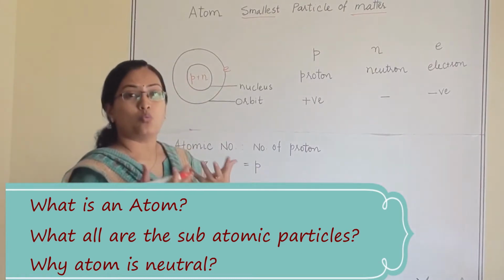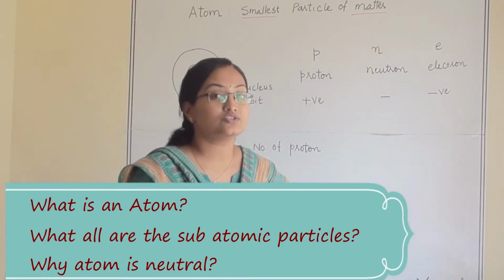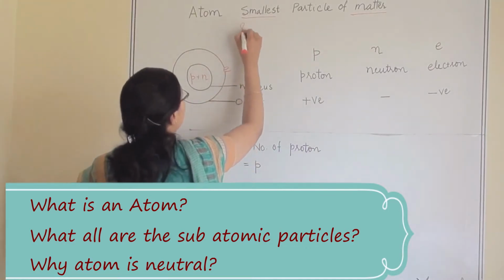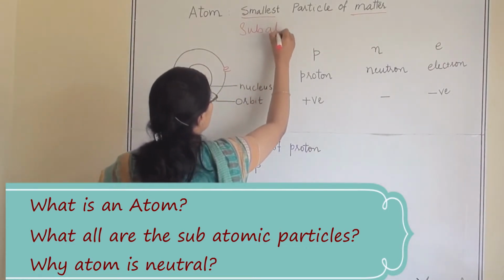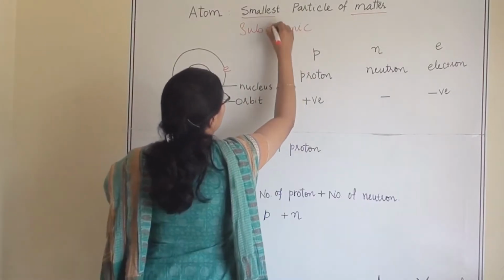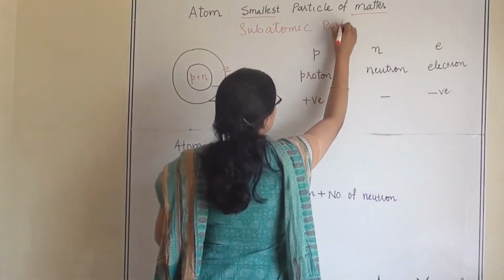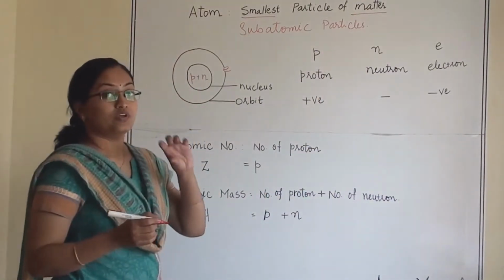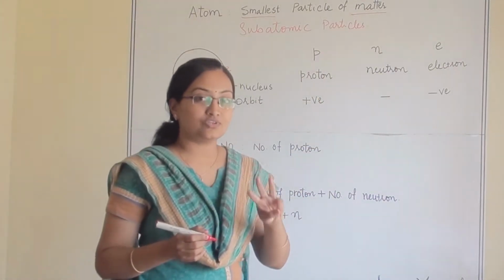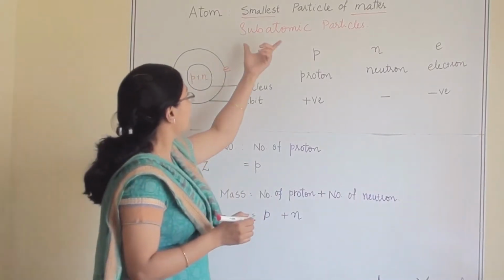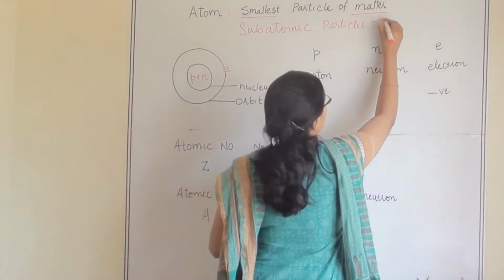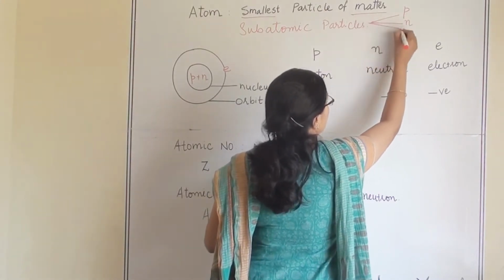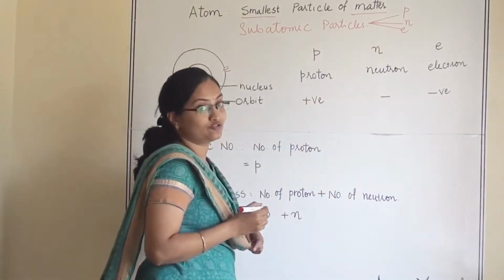So, what does this atom consist of? It has 3 subatomic particles. Within the atom, there are 3 particles. That's why we call them subatomic particles. First is proton, second is neutron, and third one is electron.